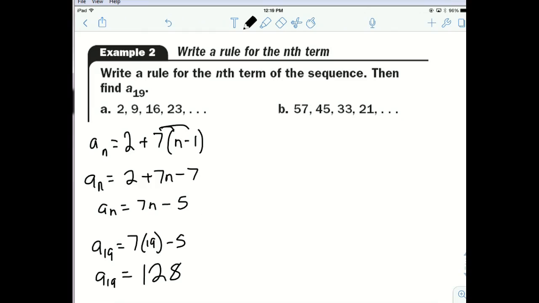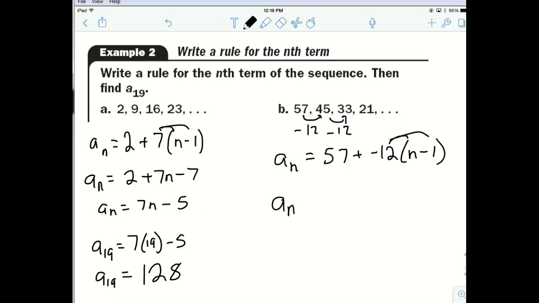It works the same when you're subtracting. In this situation, we are subtracting 12 each time. So we say, all right, a sub n, first term is 57. Add it to a common difference of -12 and n minus 1. This time when we distribute, we'll end up with a -12n. I tend to write the n term first, but then we'll have that -12n, but this will be a positive 12. So 57 plus 12 is 69.